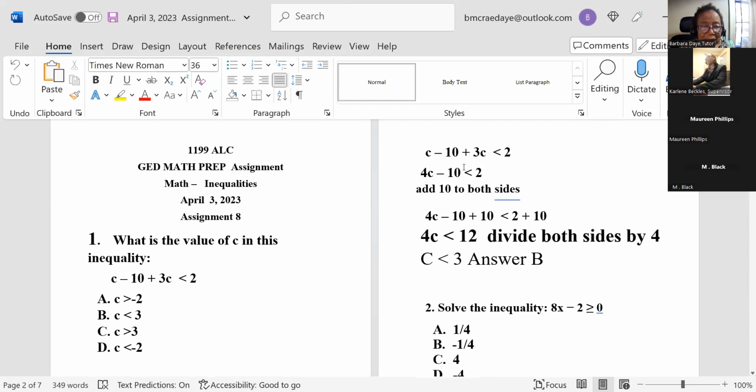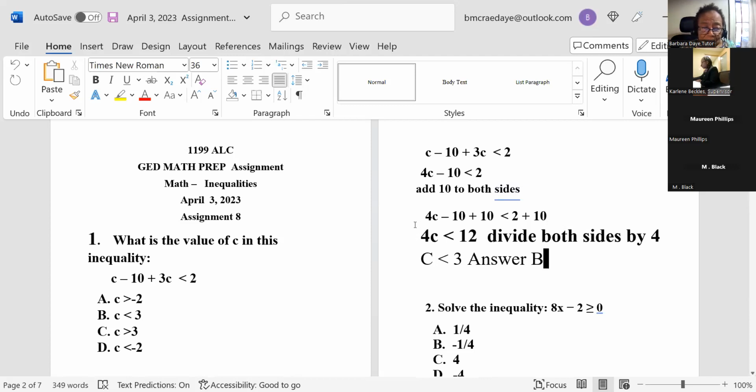Now your next step is to get your constants on the same side. The only way to do that is to add a 10. Because if you're subtracting a 10, what's the opposite of subtracting a 10? It's addition. That's your opposite operation. So you add the 10. And if you add the 10, you no longer have that negative 10 on the left side. You just have the 4C. But on the right side, when you add a 10 to a 2, you get a 12.